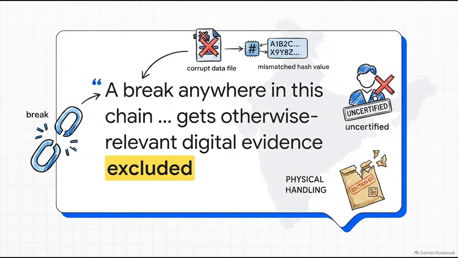This quote really hits the nail on the head. A break anywhere in this chain, an unexplained gap, a mismatched hash value, or an uncertified handler is exactly the kind of defect that gets evidence completely thrown out. If you mess up the physical handling, it really doesn't matter how compliant your Section 63 paperwork looks on its face, your case is going to get destroyed on cross-examination.